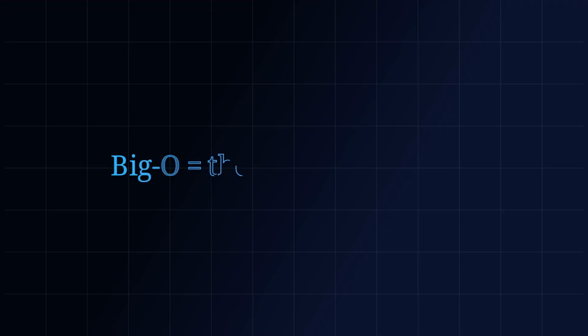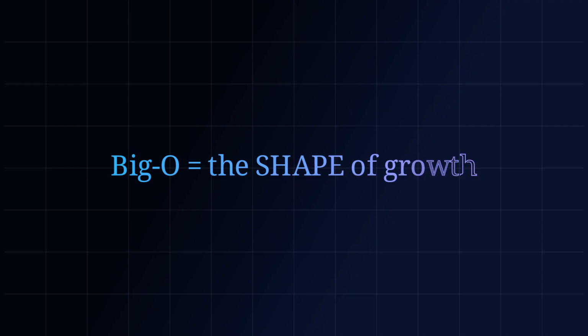This is the whole idea behind big O notation. It isn't about how fast your computer is, or what language you wrote in. It's about the shape of the growth, how the work scales as the input gets bigger and bigger.